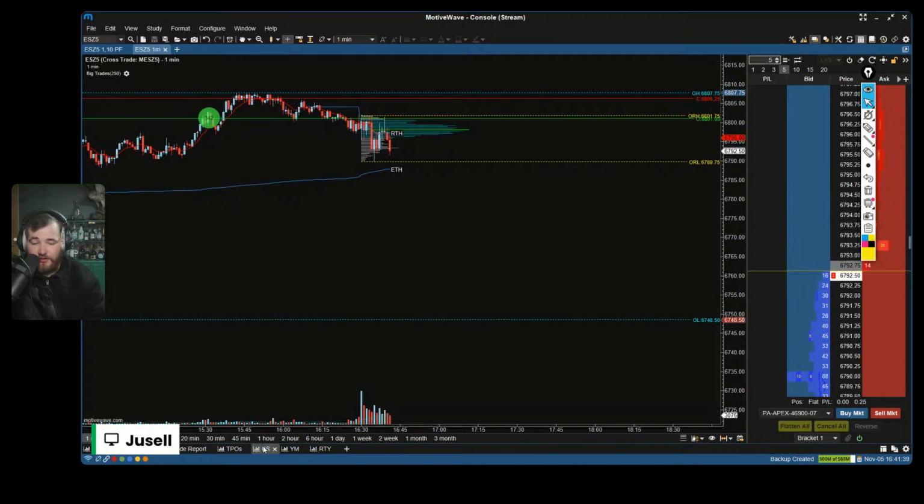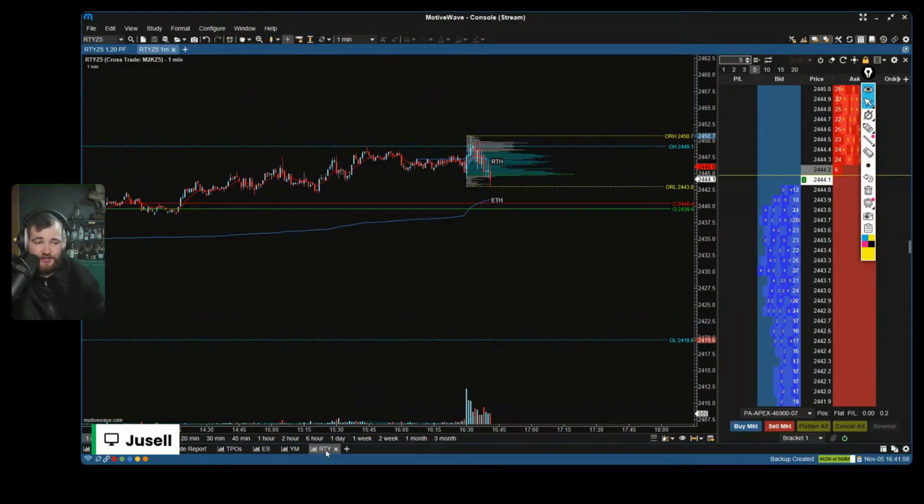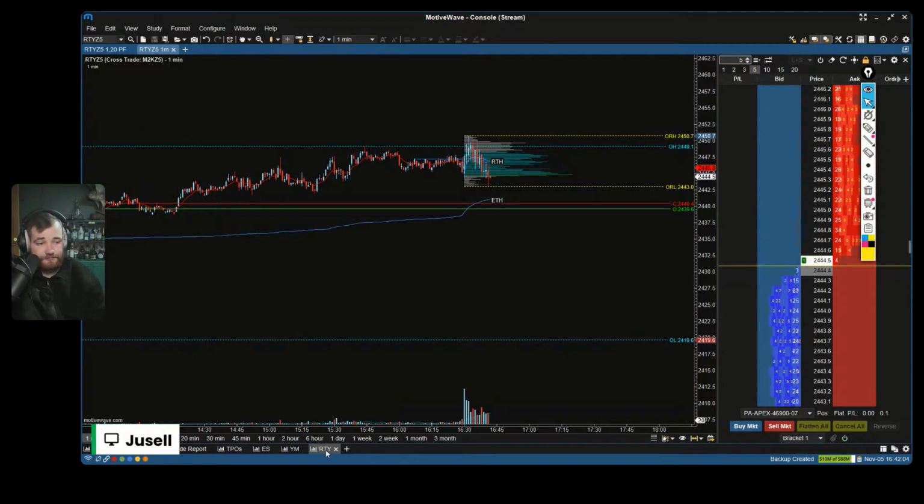All right, we are seeing now a move to the downside here on ES. Not a very wide IB yet. 10 points. 10-point IB. RTY is looking to close the gap here out of the overnight high by the looks of it.